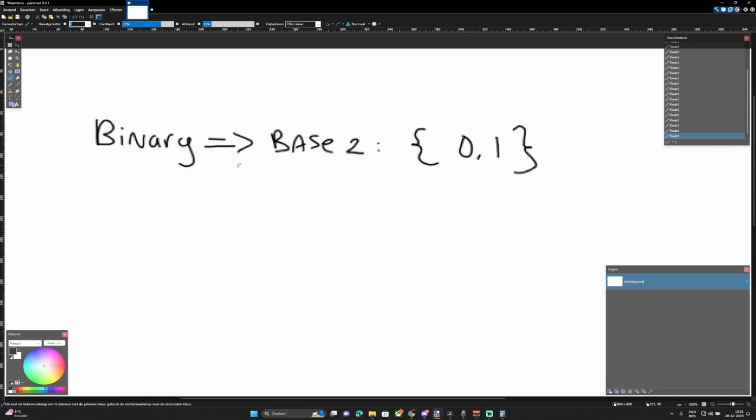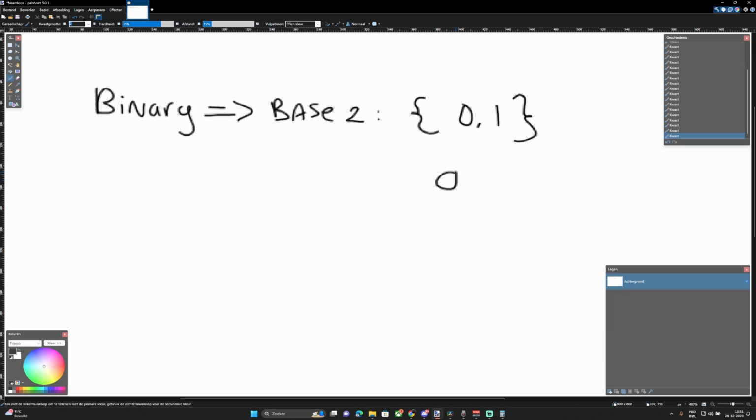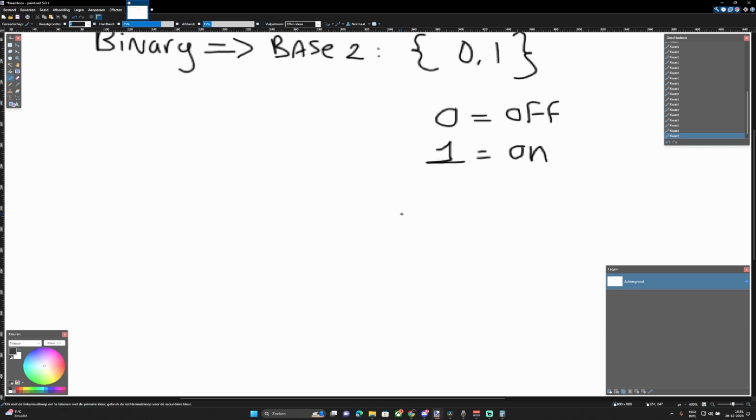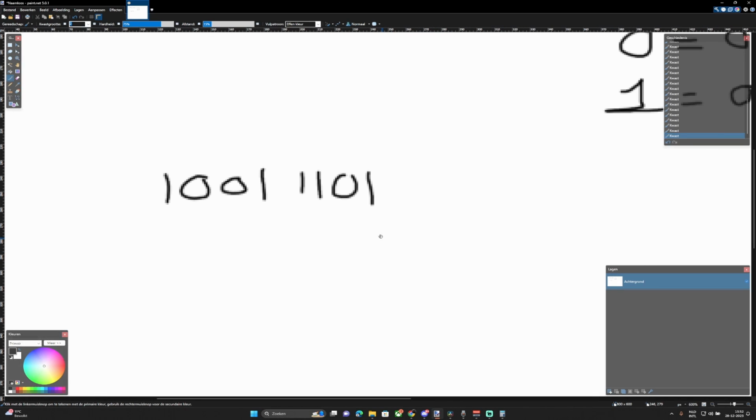Alright, so binary. We know binary is base 2, so it knows 2 symbols. These symbols are 0 and 1. In this case, 0 means off and 1 means on. So let's write down a random binary number, like 1, 0, 0, 1, 1, 1, 0, 1. And that's it. For this one also, we're going to read from the right to the left.